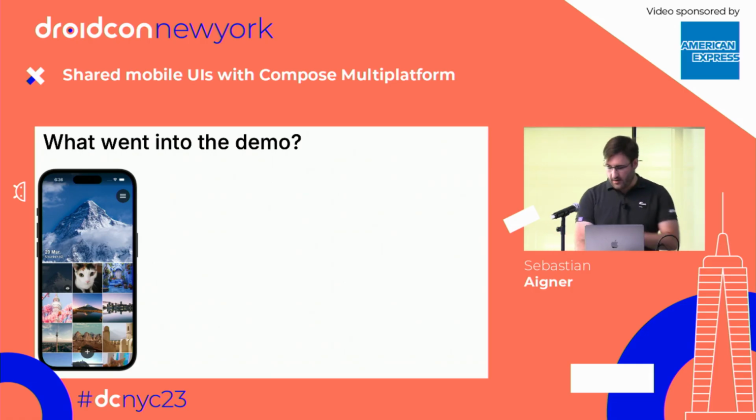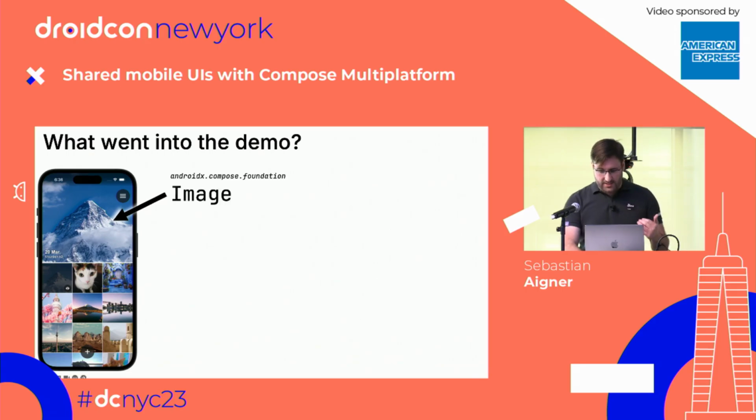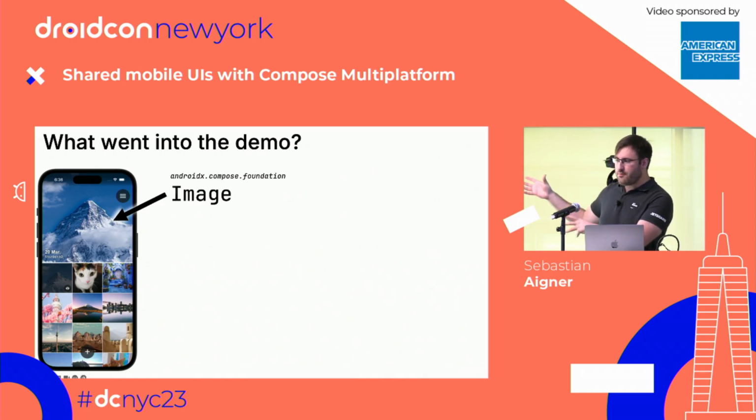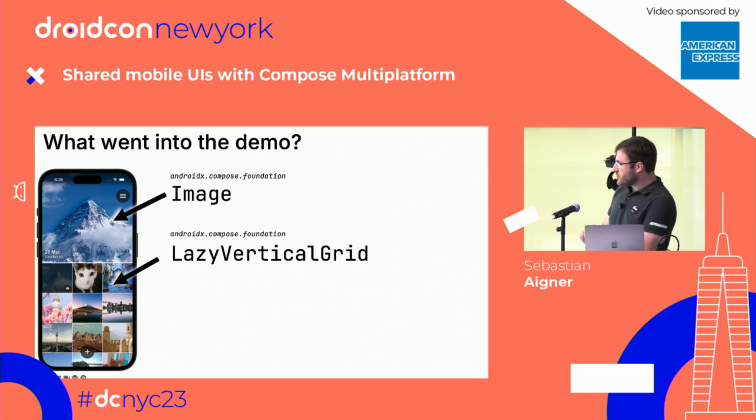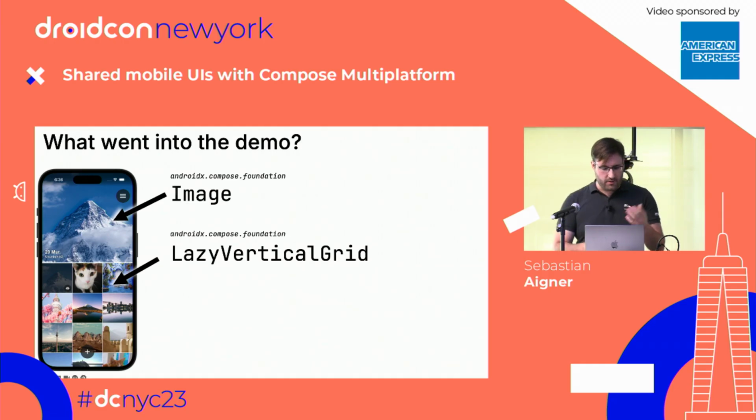We can break down the overall setup of the application to take a closer look. If you take a look at the image up here, that's just an image composable. So it's the exact same one that's being used on Android. And I just want to be clear, this isn't a re-implementation or a mock or something. It's literally the AndroidX Compose Foundation implementation. If you look at this grid down here, that's also just a lazy vertical grid. So again, if you know the APIs of how you specify items in that, it works the exact same way over here.